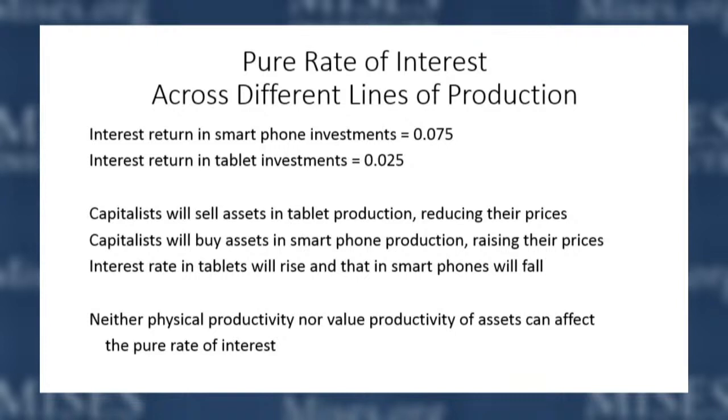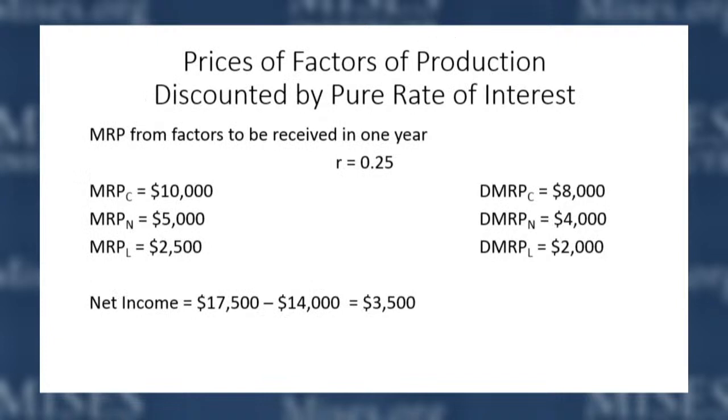But this is, again, a widespread but fallacious view. So as I put it here, neither the physical productivity nor the value productivity of assets can affect the pure rate of interest. And Dr. Klein talked about this already yesterday, but I'll just reproduce a simple example of this.